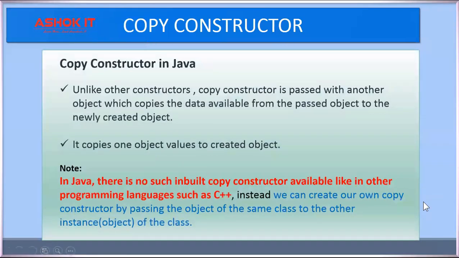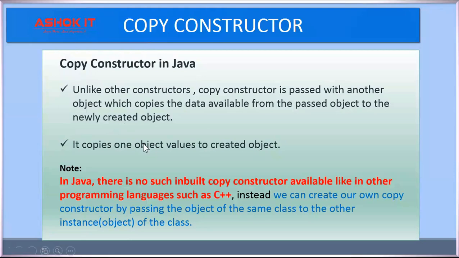So copy constructor is not present in Java internally. There is no inbuilt copy constructor available in Java, but we can create our own copy constructor by passing the object of the class to the other object of the class. Copy constructor in Java is mainly used for copying one object's values to the created object. So we can copy one object value to another object using the copy constructor.